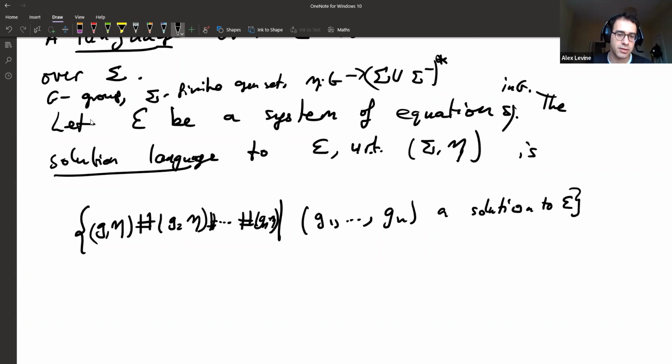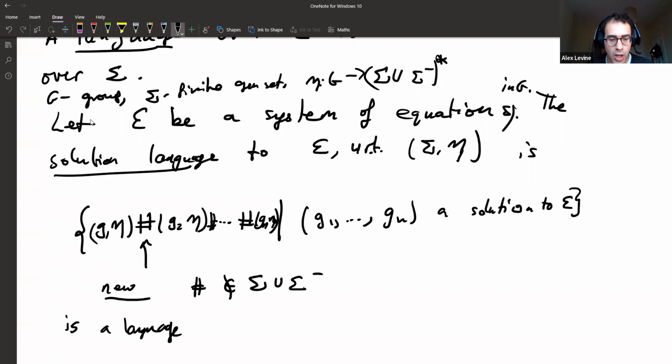I did not leave enough room to do that, so apologies if you can't read it. That's supposed to say gn and then eta. So the idea is we've just removed the brackets and replaced the commas with hashes, and then replaced each of these things with the normal form word representative of them. Yes, so that is a language, but you may notice this new symbol. The idea is we've picked some symbol hash that's not in sigma or sigma inverse. It's just disjoint. So this is actually a language over the alphabet sigma union sigma inverse union hash.